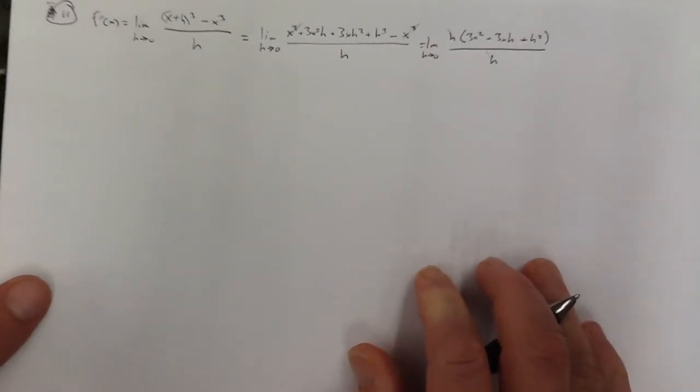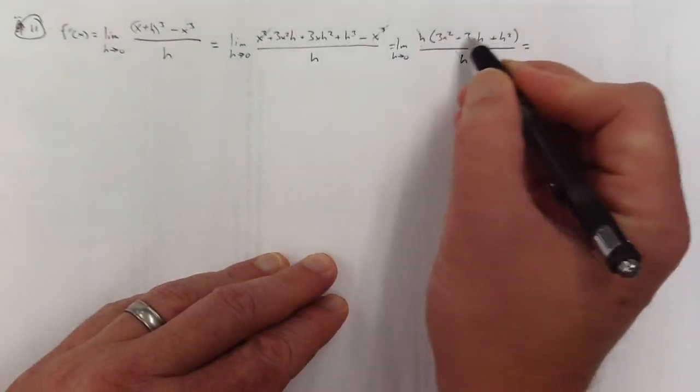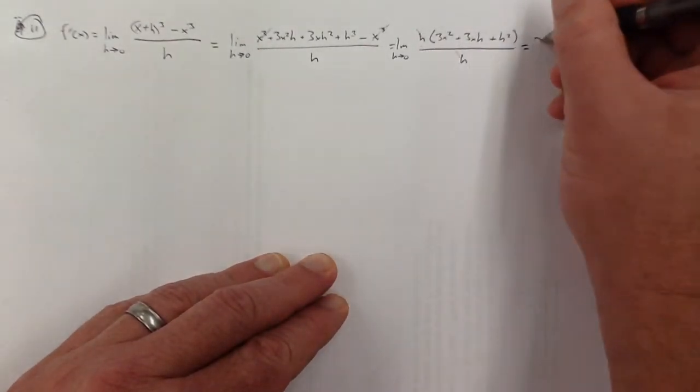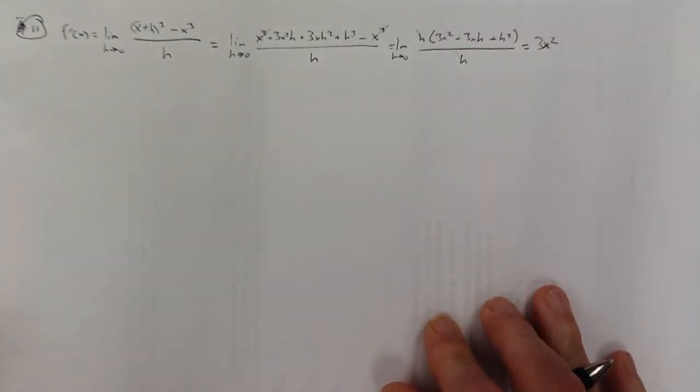And then going to plug in 0. It's going to knock that stuff out, so I get 3x squared. So the derivative of x cubed is 3x squared.